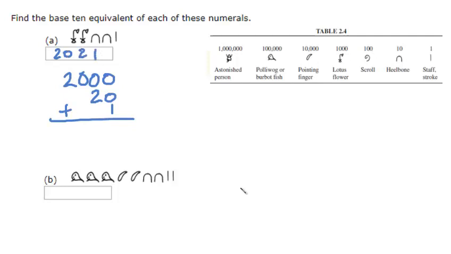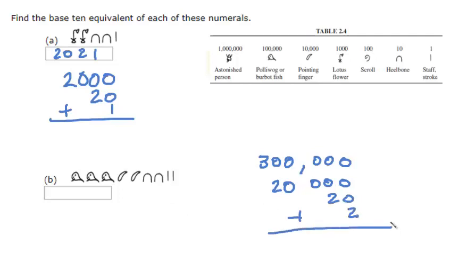2021 in this slot. For your polywogs, which is in the B part, we need 3 of those polywogs worth 100,000 each, so that's 300,000, and then we need 2 pointing fingers worth 10,000 each, 2 heel bones worth 20, and then 2 staffs worth 2. Add that up and place it in the box. All right, on to the next one.